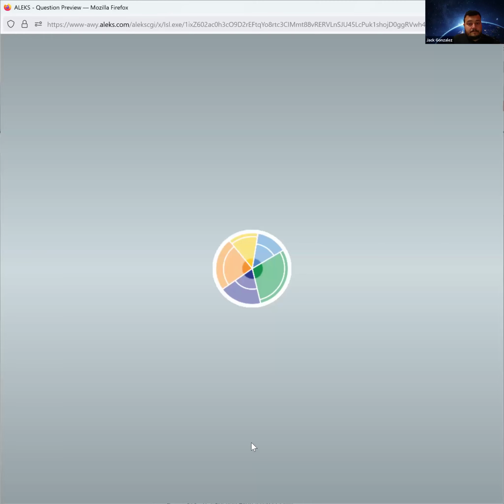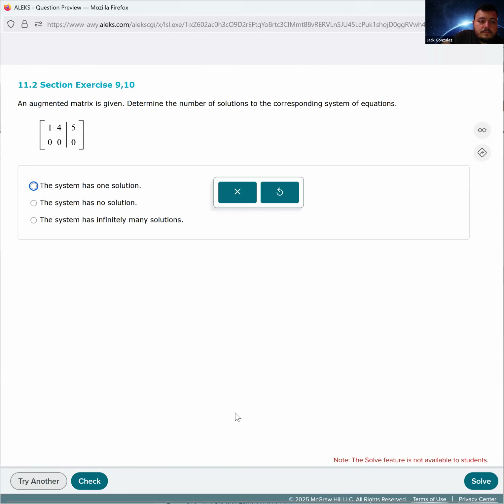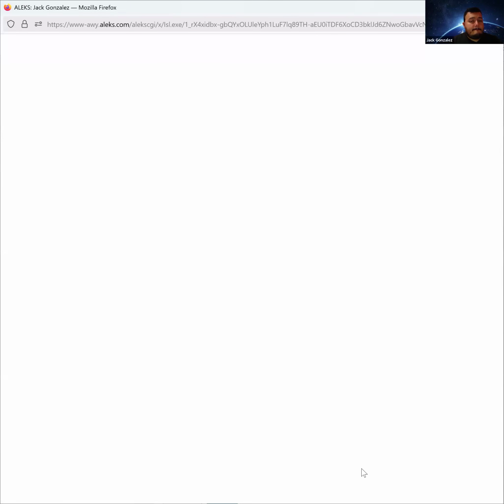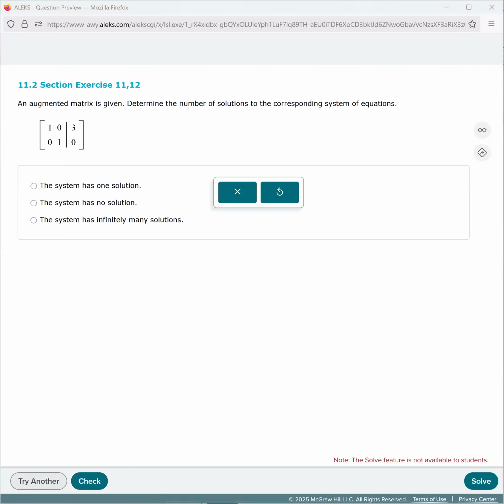Okay, what about this one? It is a row of zeros. Yeah, still infinite, right? Also infinite. You're right. Okay, see what's the next one. What about this one? Yeah, we have one solution. It's going to be unique, right? We have ones down the diagonal equal to some numbers, so one solution.